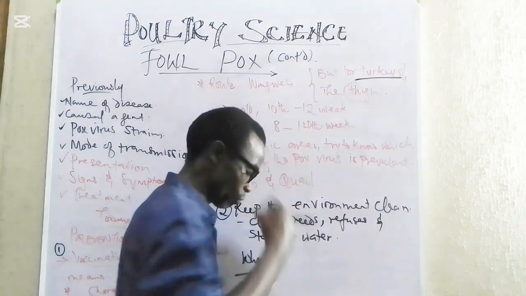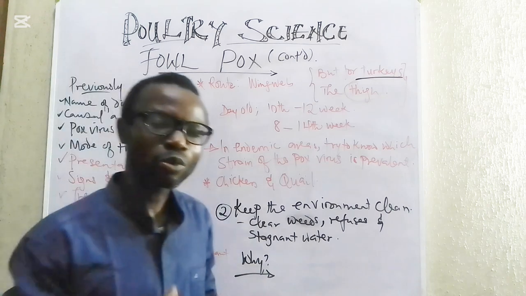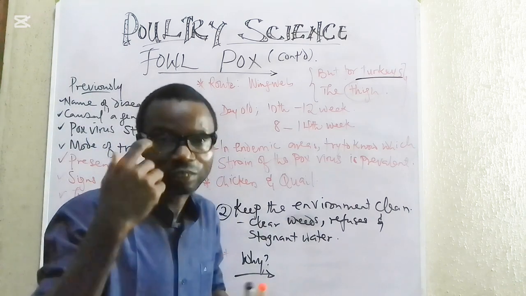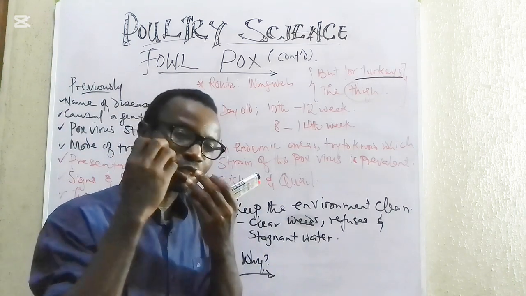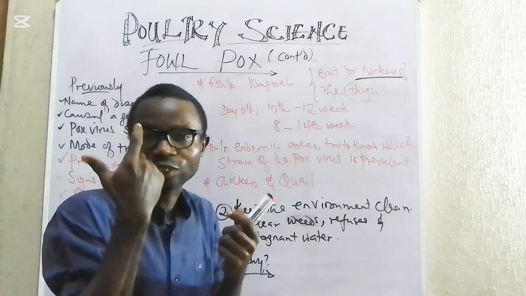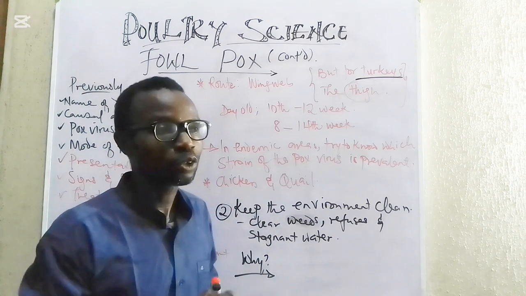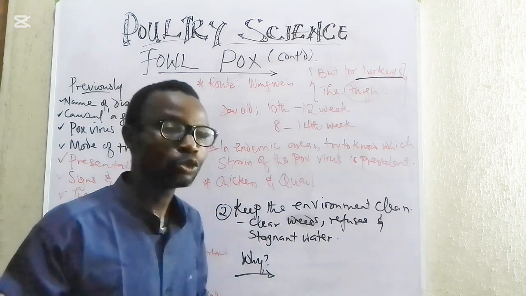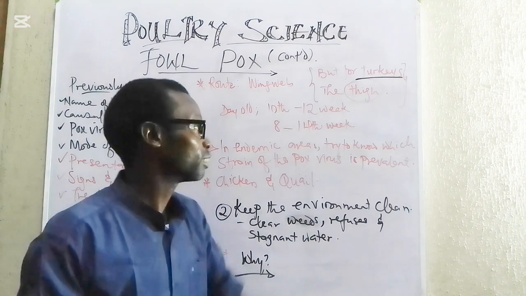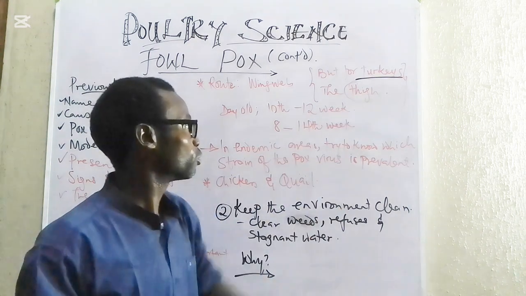It may even cause conjunctivitis, that is the inflammation of the conjunctiva, in turkeys. So the best way for turkeys is to inject through the thigh of the turkey. That is preferred.